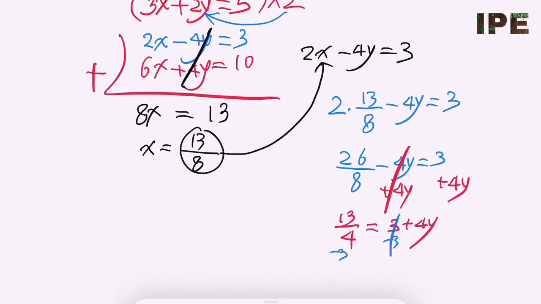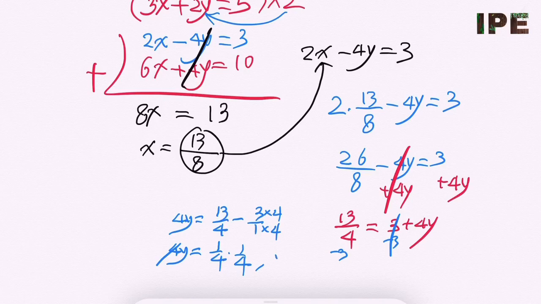So what does 4y equal? 13 over 4 minus 3. 3 means 3 over 1. Now I want to make the same denominator. So 3 times 4 and 1 times 4 to make a common denominator of 4. So 4y is equal to 13 over 4 minus 12 over 4. So 1 over 4. And then multiply by 1 over 4 on both sides to find the y value. 1 over 16.